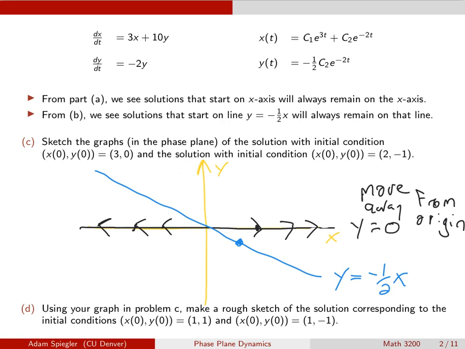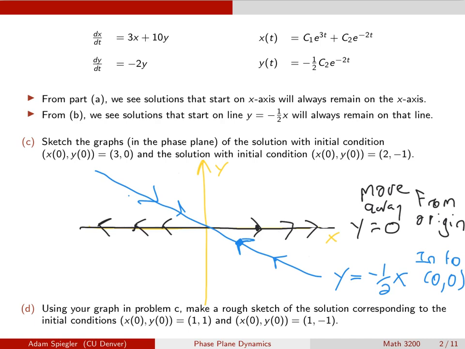Whereas solutions that start at the point (2, -1) or any other point on this line in blue are going to, first of all, stay on that line since the ratio of y to x remains constant. And as time goes to infinity, since the power of the exponential part is negative, those solutions head in towards the equilibrium. So I'm just going to write that those solutions head towards the equilibrium at (0, 0).